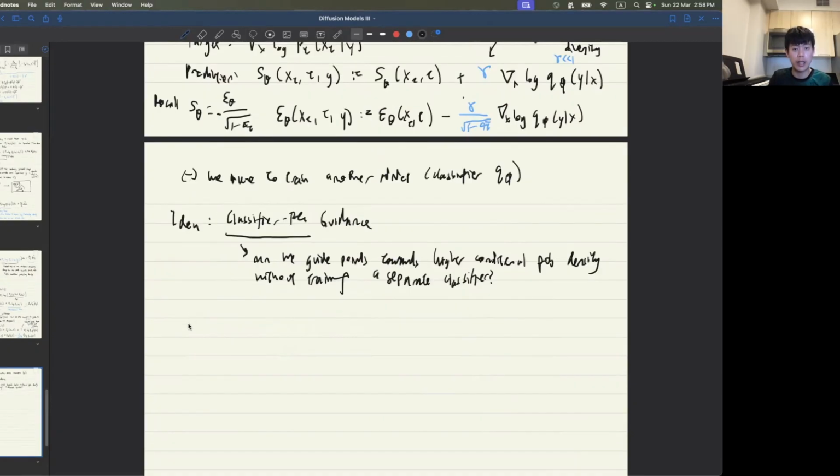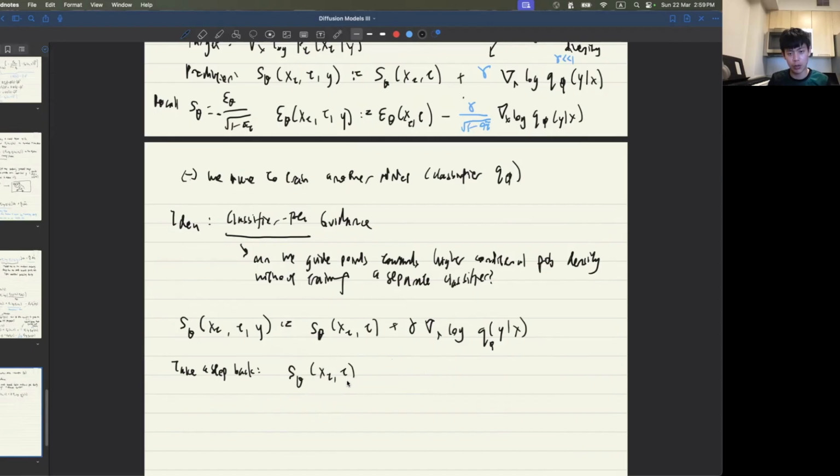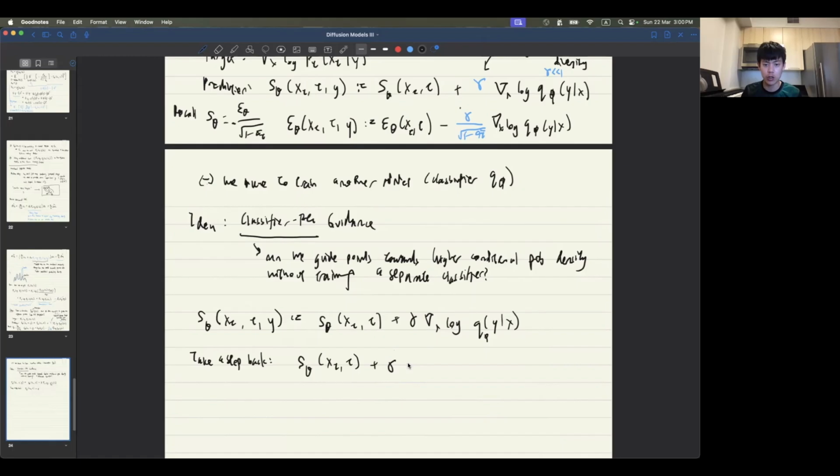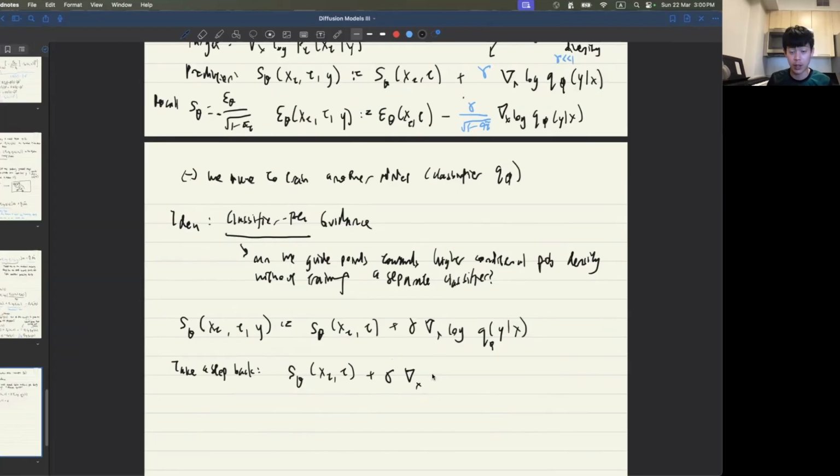This is just a short follow-on from the previous classifier-guided equations. Let us look at our prediction above, right? So in the classifier-guided realm, we have our prediction, which now takes in y as an input, to be the unconditional score prediction plus gamma times the classifier gradient. This is in the classifier realm, right? So if we take a step back, if we don't use the classifier, we are trying to predict the unconditional score plus gamma times the true classifier gradient. So the true classifier gradient, I can write it as the gradient of log of p(y given xt).